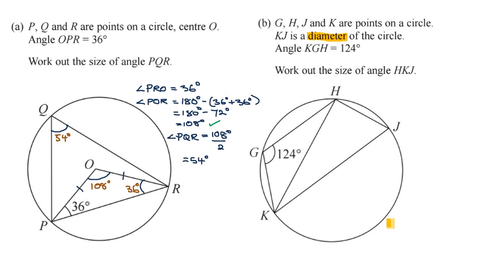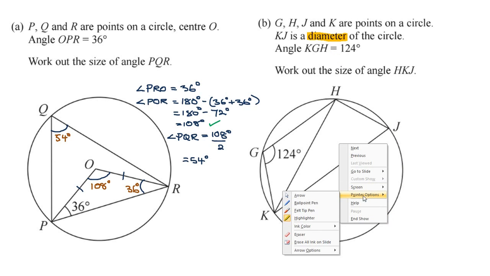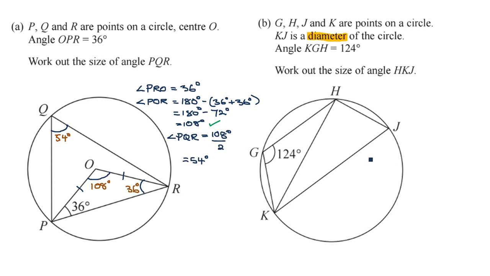And so what I like to do is just mark where the centre must be. And let's call the centre O. That just reminds me that this is a diameter. It's not just randomly going across the circle here. It is going through the centre. Okay, so KJ is a diameter.